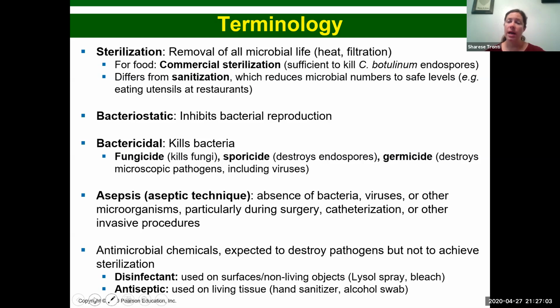Just like we were talking about antibiotics, different substances that control microbes can be bacteriostatic, which is going to inhibit bacterial reproduction, or bactericidal, which is going to kill the microbes. More specifically, a fungicide is going to kill fungi, a sporicide will kill endospores, and a germicide will destroy all microscopic pathogens, and that's going to include viruses.